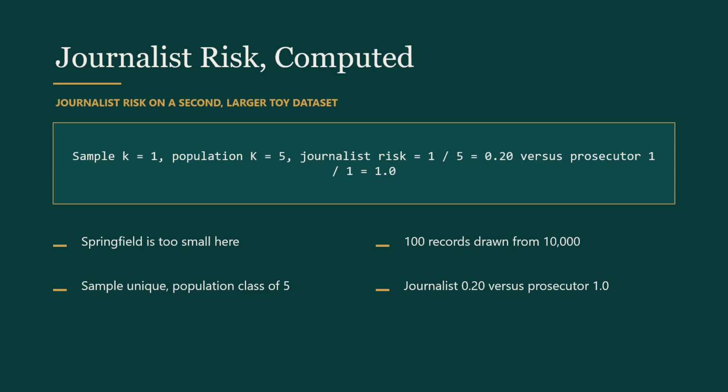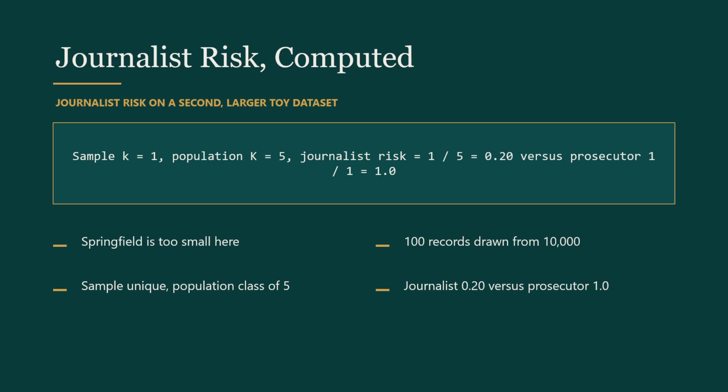Here is an honest admission about our teaching dataset. Springfield cannot demonstrate journalist risk at all. 10 records drawn from a ZIP3 area holding hundreds of thousands of people gives us no credible population counts to divide by, and any number I invented would be theater. So we borrow a second, larger toy from the methodological literature, use it once, and go back to Springfield afterward.